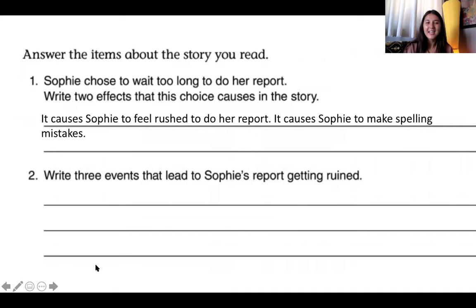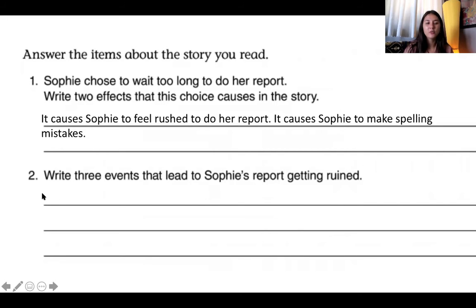Well done, Nancy. It causes Sophie to feel rushed to do her report, and it causes Sophie to make spelling mistakes. So she's rushed, she doesn't have enough time to do her report, and it causes her report to look bad, and it causes her report to have spelling mistakes in it. So if you have something similar along these lines, give yourself a tick, okay? So that she doesn't have enough time and her book report has spelling mistakes or issues in it.